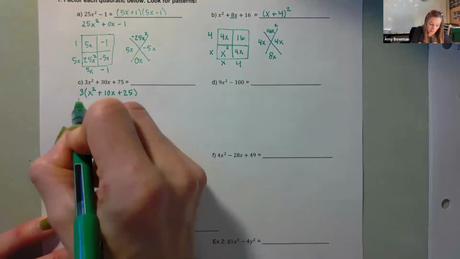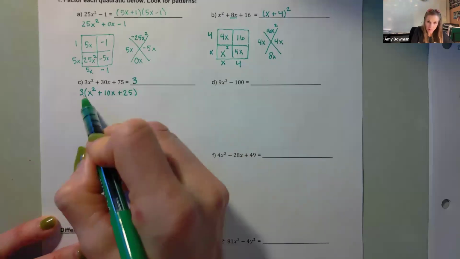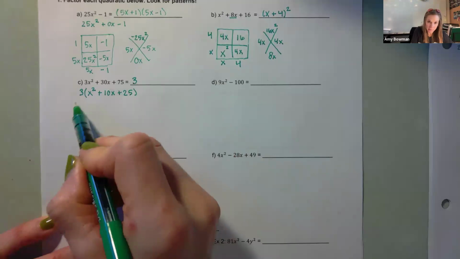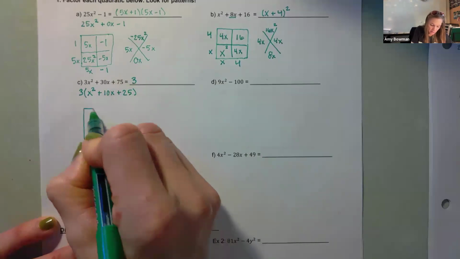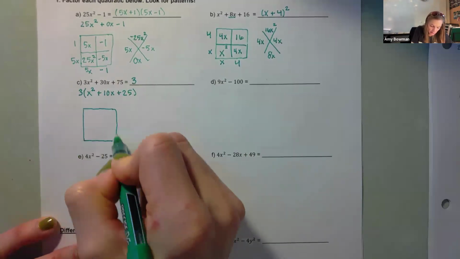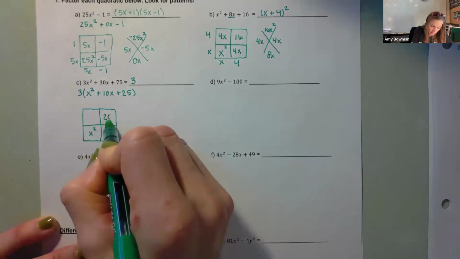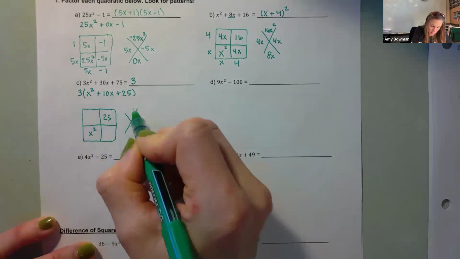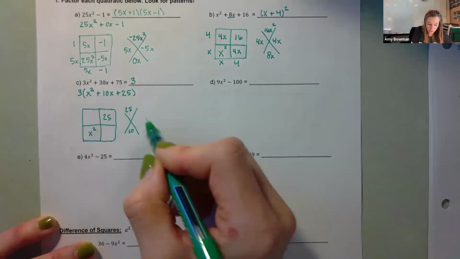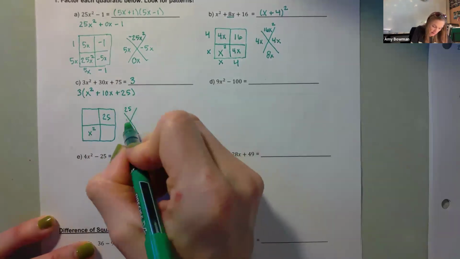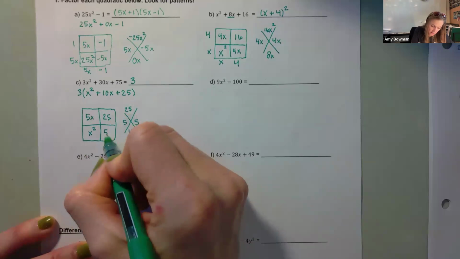So this 3 out front is going to be part of our final factorization. I'm just going to set that on my answer line now so that we don't forget about it later. That 3 is just going to be along for the ride the whole time, out front of our factored form. Then we can jump into the area model to factor the result after we factor that 3 out. So we've got x squared in the bottom left, 25, and we want those two numbers that are going to multiply to 25x squared and add to 10x. What are those two numbers that add to 10 and multiply to 25? That's going to be 5 and 5. So 5x here, 5x here.